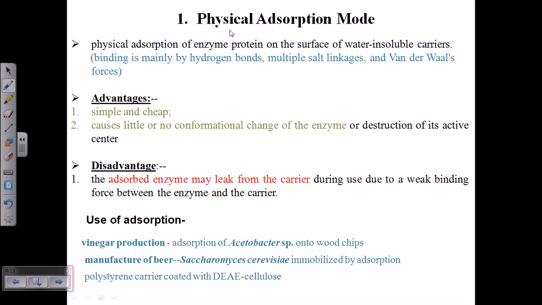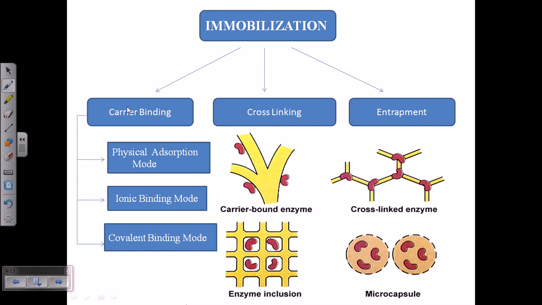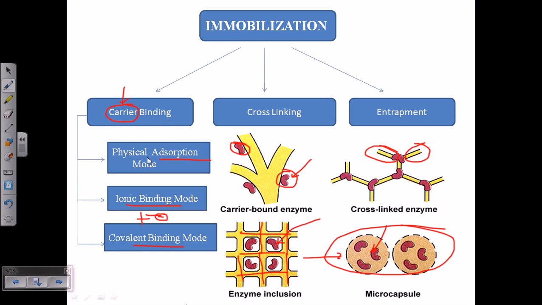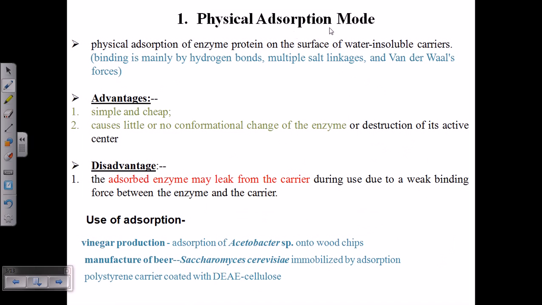So let's begin with the physical adsorption mode, which is the first type of carrier binding. We will see three of them: physical, ionic, and covalent. So this is the first one, physical adsorption mode. Now in this mode, the binding is mainly by hydrogen bonds, multiple salt linkages, or van der Waals interactions. Nothing very special in this case.